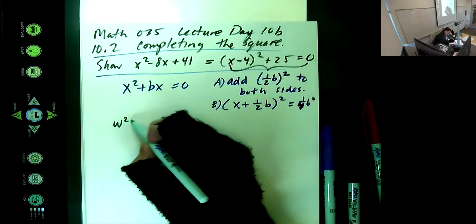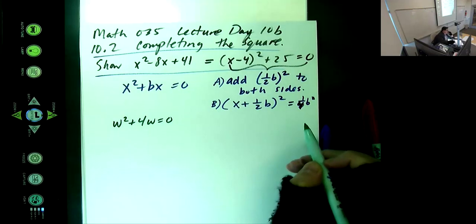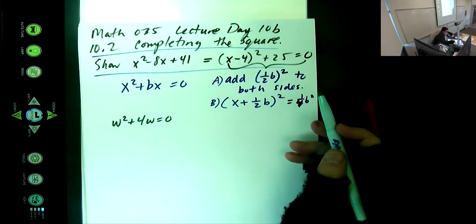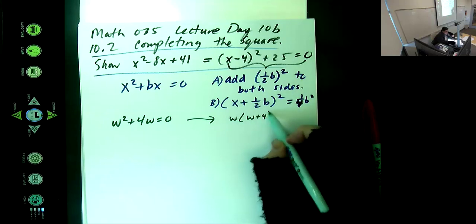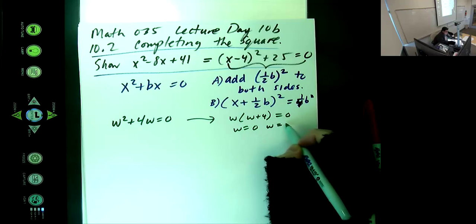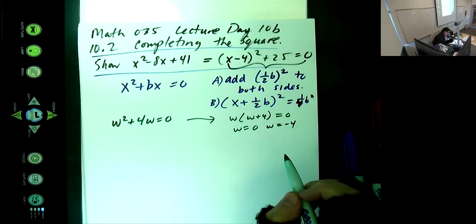w squared plus 4w equals 0. Now we already know how to do this with factoring. This is w times w plus 4. And if you factor, you're going to get w equals 0 or w equals -4. But we're not going to do that. We're going to complete the square.